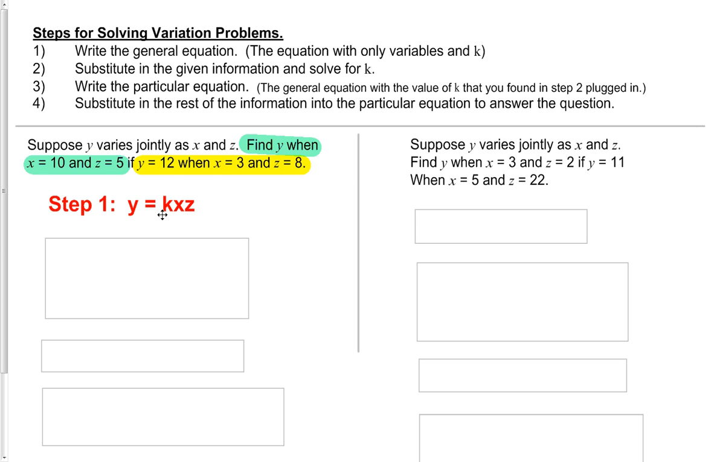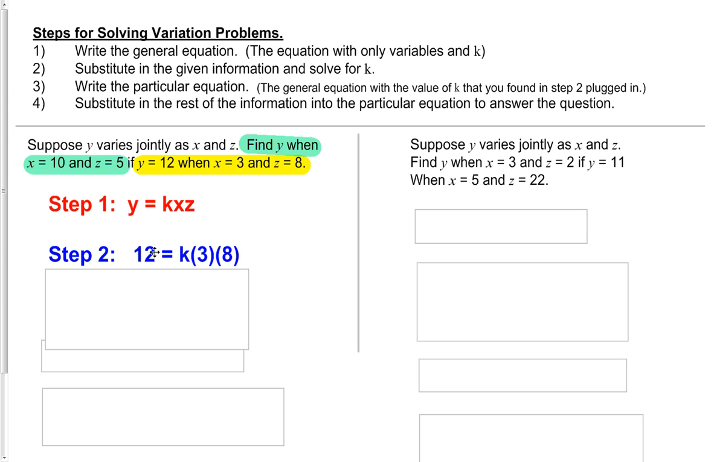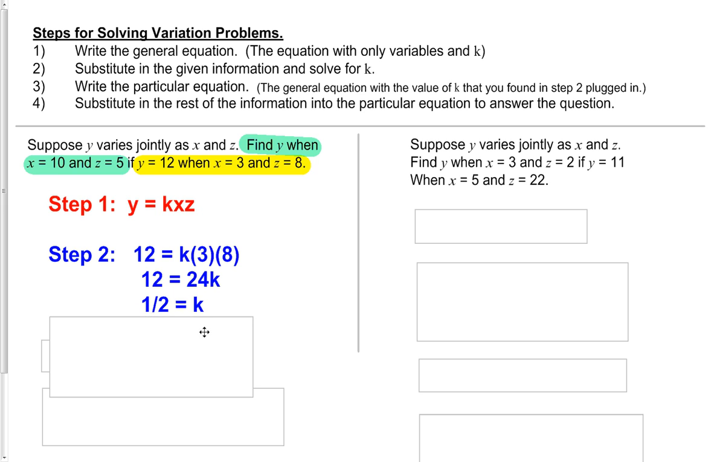So y equals 12, x equals 3, z equals 8. You plug that in, you divide both sides by the product here, so divide both sides by 24, and you're going to get k is equal to 1/2. Now that you have that proportionality constant k, you plug it into your original equation, that'll give you step 3. y equals 1/2 times x times z.